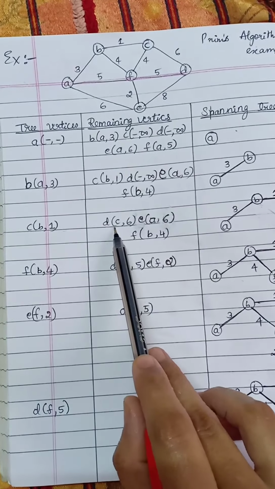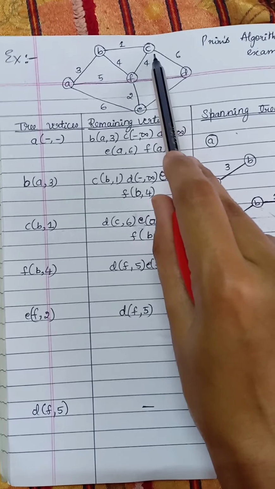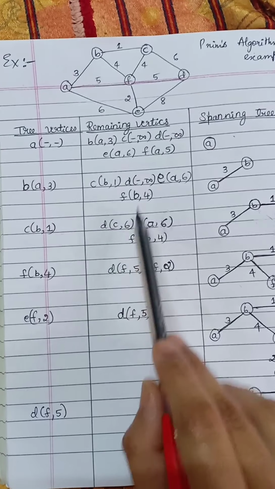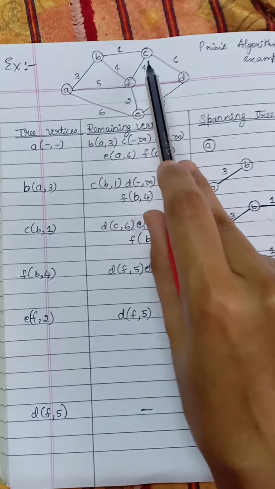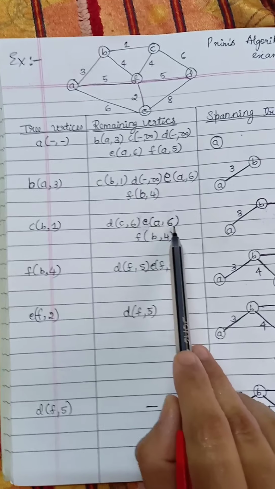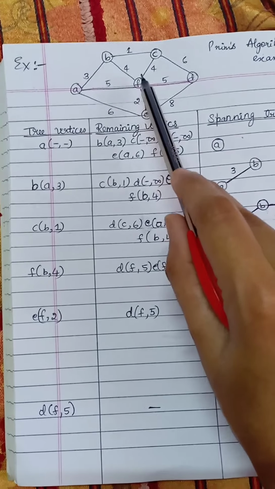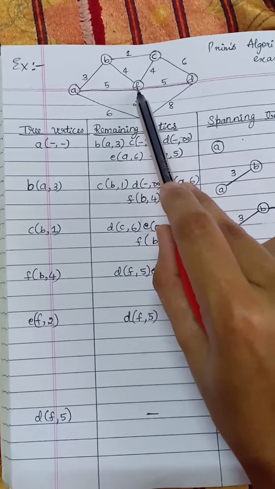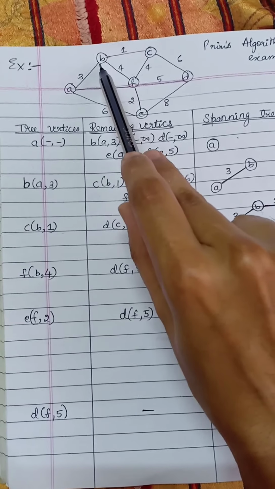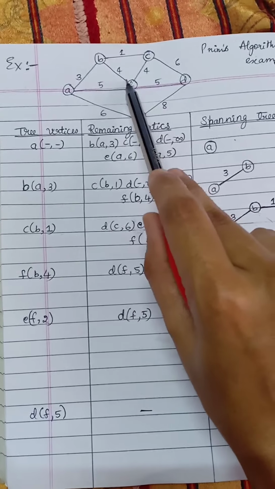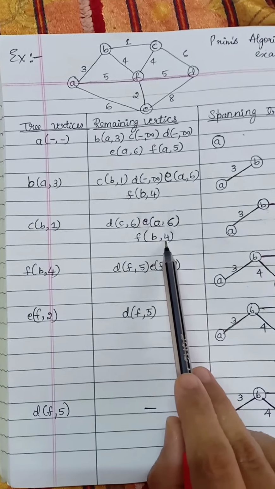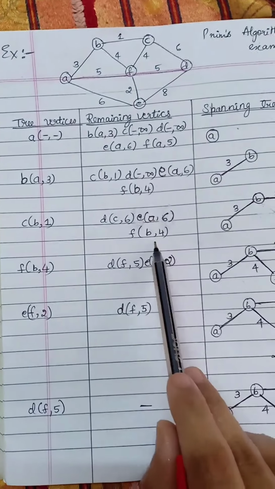From D to C you have a direct connection, so the cost is 6. From E you don't have a direct connection to C but you have a connection to A, so it is again E of A, 6. From F you have a direct connection to C as well as B, so you can select either F to C or F to B. Here I am selecting F to B. The cost is 4. Since the cost is the same, you can select any.